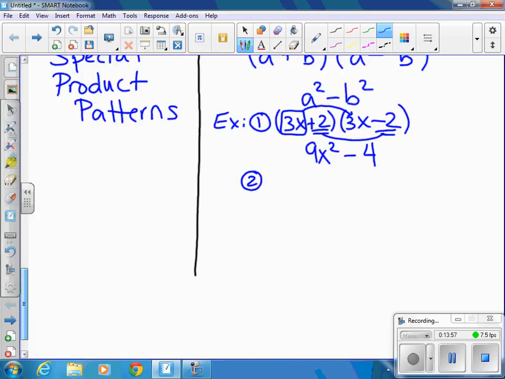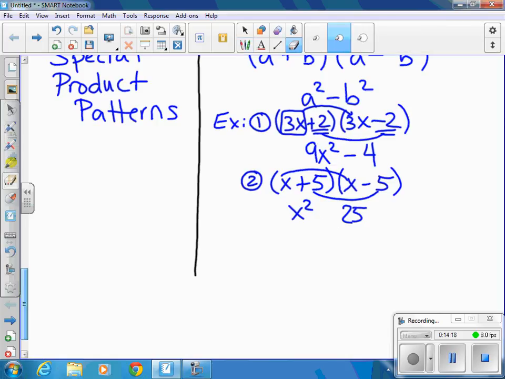Okay, so here's another one. If we have x plus 5 and x minus 5, I can tell that the only thing that's different between these two binomials is the plus and minus sign, so I know this is a special pattern. x times x is x squared. 5 times 5 is going to be 25, and you will always have a minus sign in the middle. You'll never have anything else. And we'll talk more about why that is and what we need to do with that in another chapter, but for right now, just understand that it will always be a minus sign.